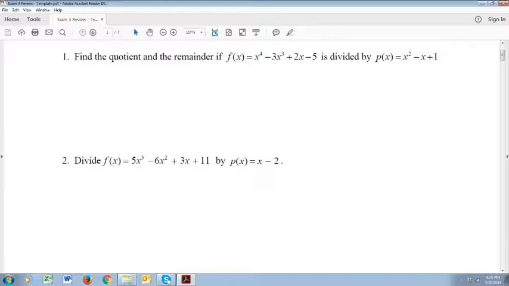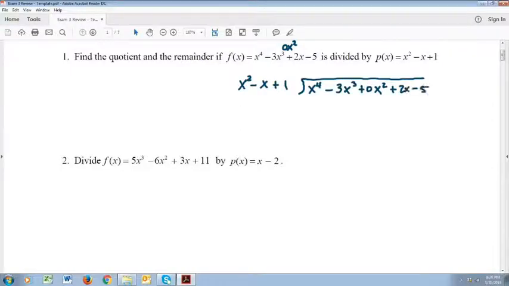So first of all, number one, if you're dividing by a trinomial, you're going to have to use the long division technique. The other thing I want to point out here is notice there's no x squared term, so we're going to have to put in a 0x squared for that term. I've gone ahead and set this up.